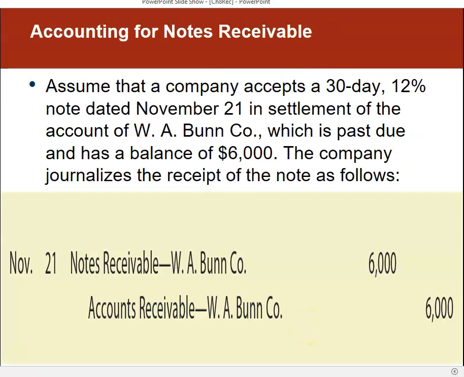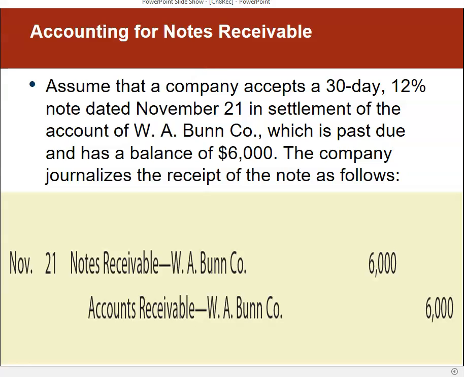So, accounting for the note receivable, it says assume that a company accepts a 30-day, 12% note dated November the 21st in settlement of an account for W.A. Bunn Company, which is past due and has a balance of $6,000. The company journalizes the receipt of the note as follows. Well, first of all, we need to understand what's going on here. This company, W.A. Bunn, has purchased, let's just assume, merchandise.